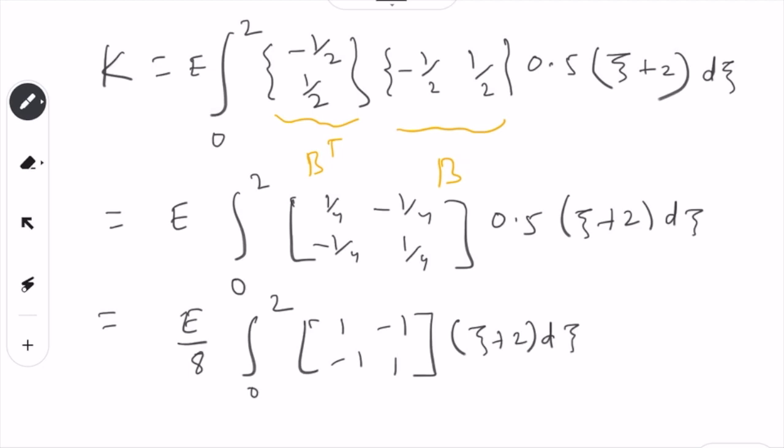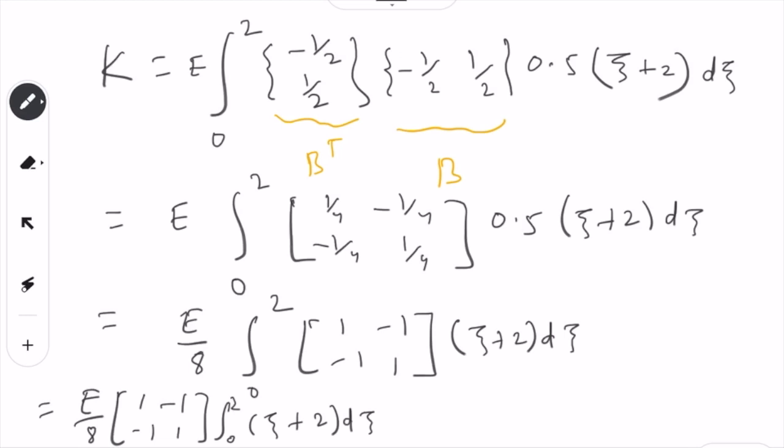Basically this matrix we could have taken outside also. So we could write this as E over 8 times the matrix 1, minus 1, minus 1, 1, and then the integral 0 to 2 of xi plus 2 d xi. You can now use Gauss quadrature, but in that case the limits were from minus 1 to 1, so you have to convert that.